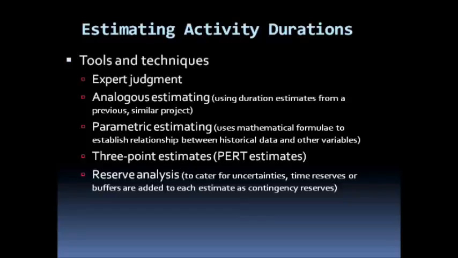Then we could depend on parametric estimating, which uses mathematical formulae to establish a relationship between historical data and other variables. So parametric estimating will use information as in the analogous, but it tries to bring it to the now, which means it's able to give a more accurate estimate than the analogous by applying a little bit of mathematical relations to calculate what the case will be now in relation to what it was with the previous project.